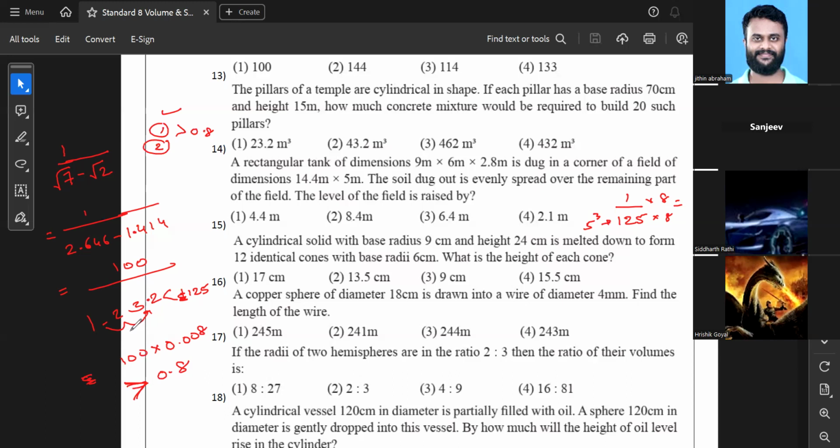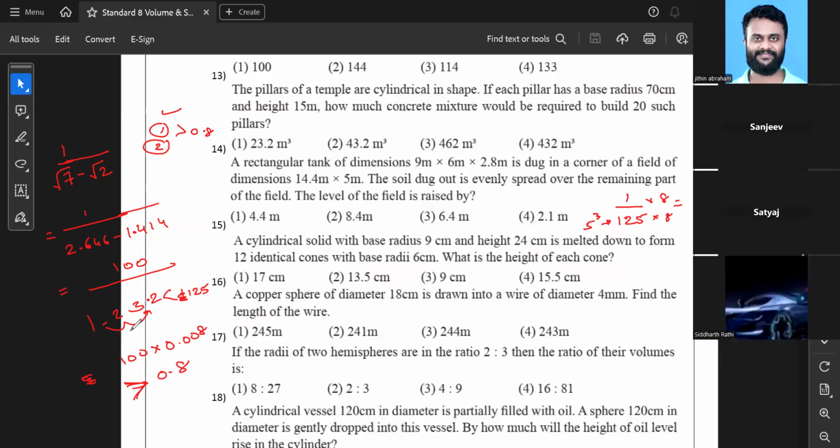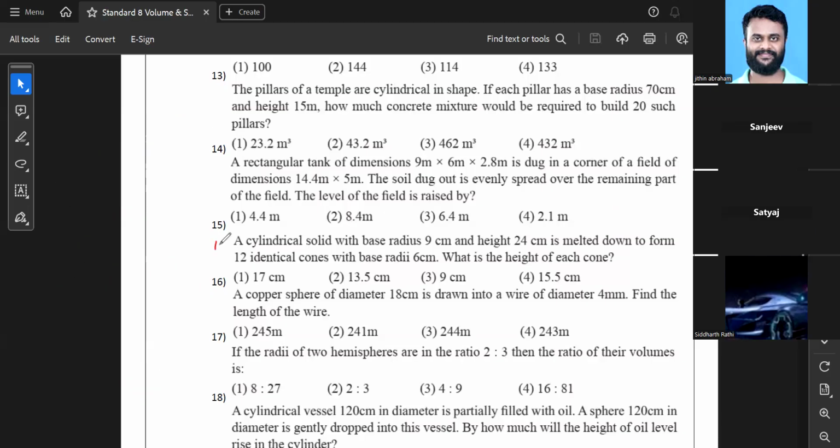Thank you. Yeah. So can we do the 17th one, the sphere of diameter 11 centimeter? Sure. But before that, I believe we did not do the 16th problem. So let's go sequentially.